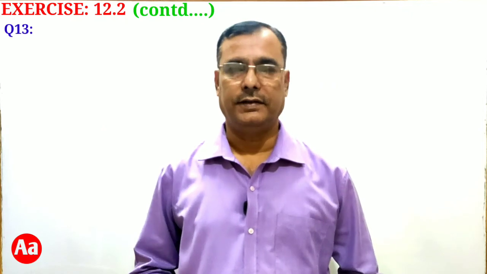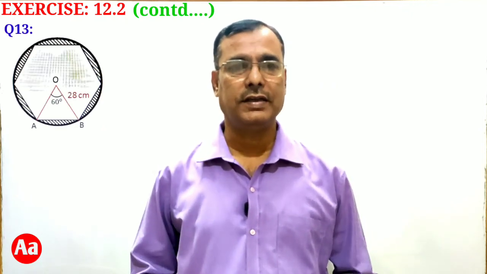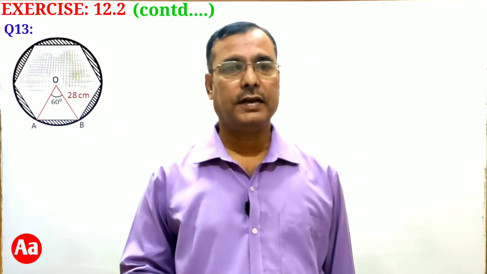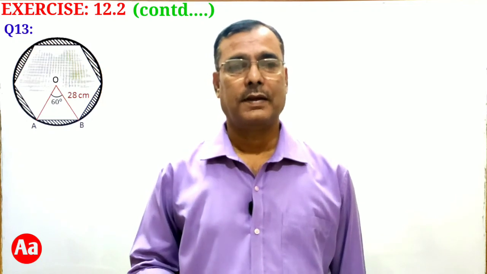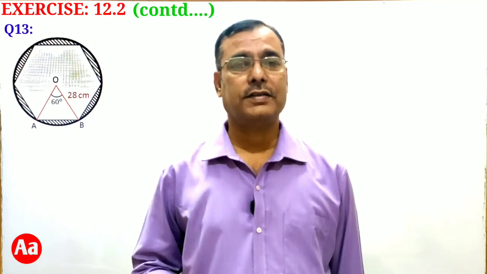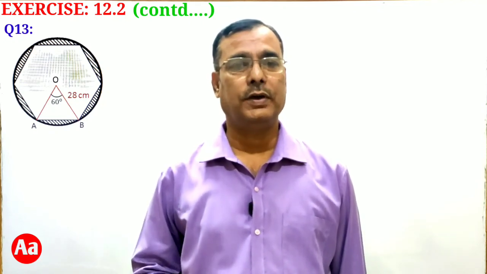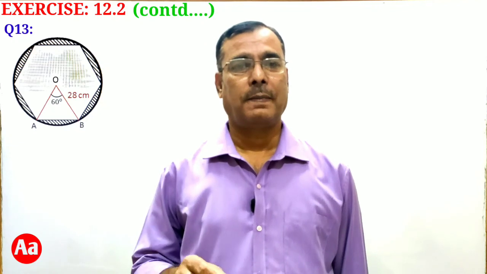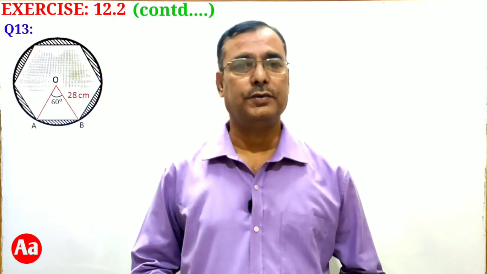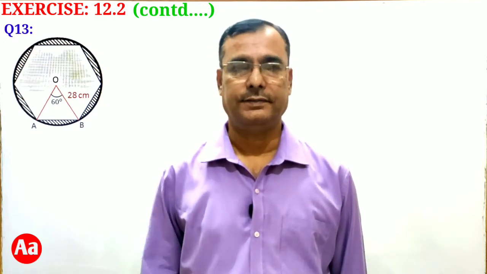Question number 13. A round table cover has 6 equal designs as shown in this figure. If the radius of the cover is 28 centimeter, find the cost of making the designs at the rate of rupees 0.35 per centimeter square. In this question we have to use under root 3 is equal to 1.7.